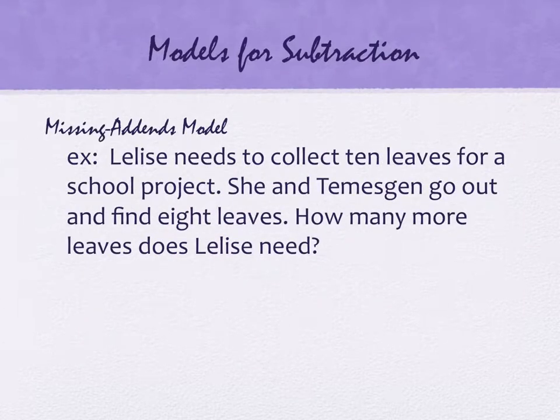The second model is called missing add-ins. So Lelise needs to collect 10 leaves for a school project. She and Temeskin go out and find 8 leaves. How many more leaves does Lelise need? Okay, so in this situation, it did not say Lelise has 10 leaves and 2 of them blew away in the wind. It's not what it says. Right? She needs so many of them and she doesn't have all of them yet.